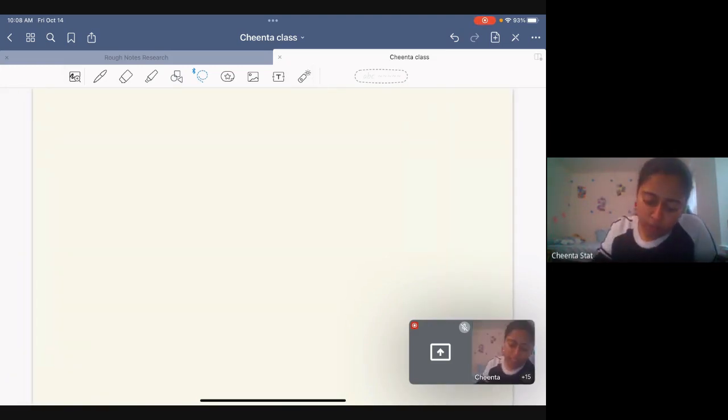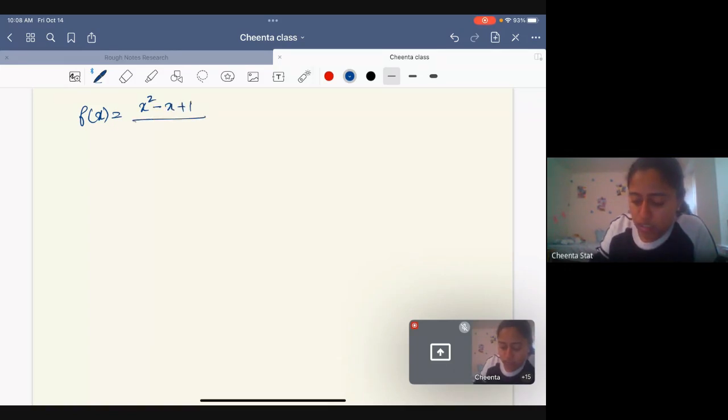Now another problem for you. Solve it and tell me the answer. f(x) equals x squared minus x plus 1 over x squared plus x plus 1. Find the domain and range.